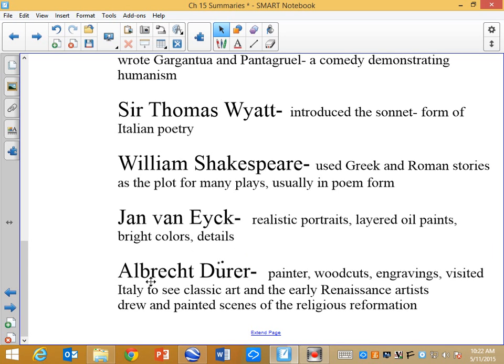And then the last guy we want to look at here is Albrecht Dürer. And that little umlaut there makes the U sound like Y. So Dürer, he painted some, but he also did woodcuts, engravings, and he's really important because he went to Italy specifically to see classic art, and he wanted to see how those early Renaissance artists in Italy did things. And so as he did that, he was influenced by those and brought that back and put it in his own work as well.